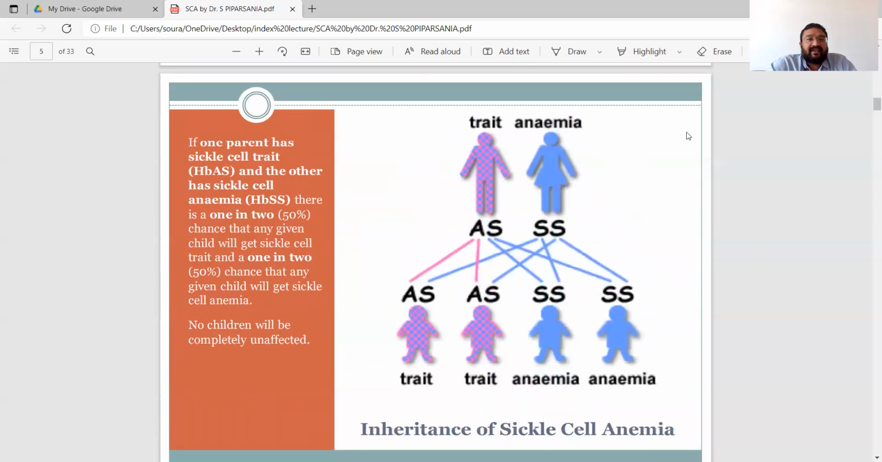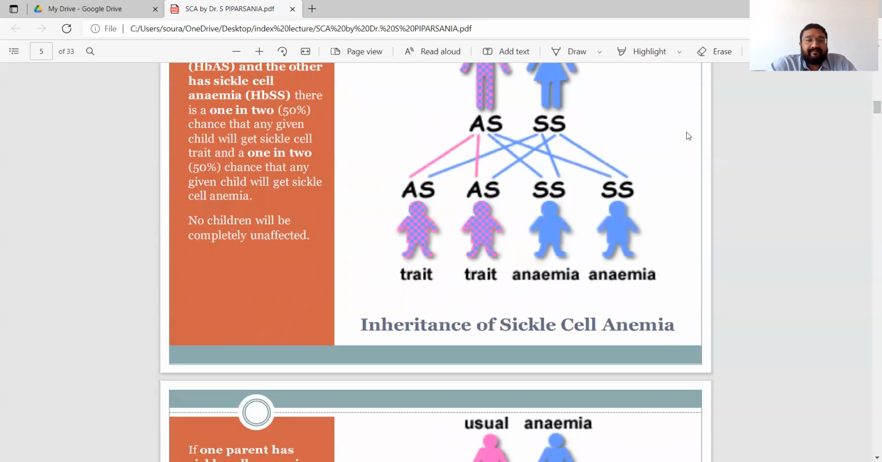Now, if one parent has sickle cell trait, that is HbAS, and the other has sickle cell anemia, that is HbSS, then there is a 1 in 2, that is 50%, chance that any given child will get sickle cell trait, and a 1 in 2 chance that any given child will get sickle cell anemia. No children will be born completely unaffected.